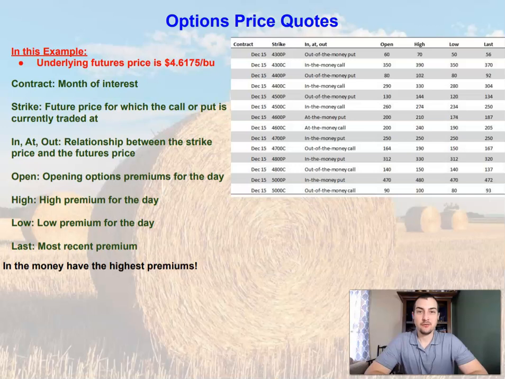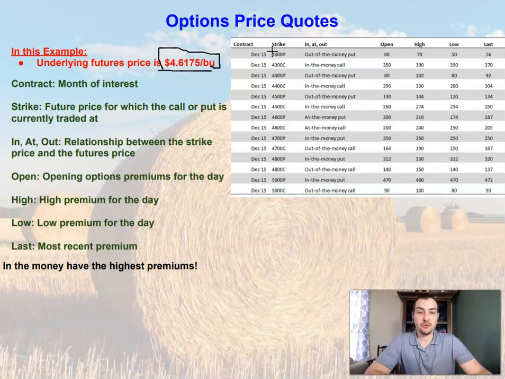Just like we looked at the futures price quotes and went through that, we're going to do the same thing with the option price quotes as well. Something to keep in mind in this example, the underlying futures price is $4.62. That is going to play a key role whenever we're talking about is it in the money, out of the money, or at the money.